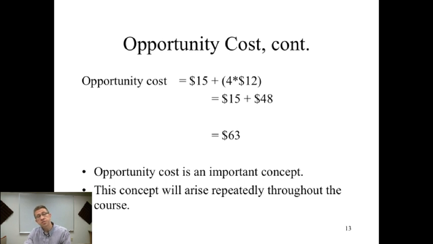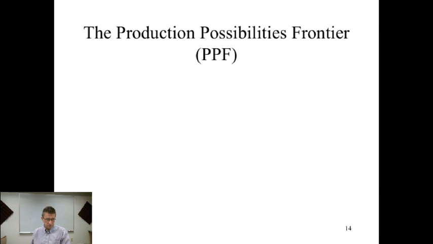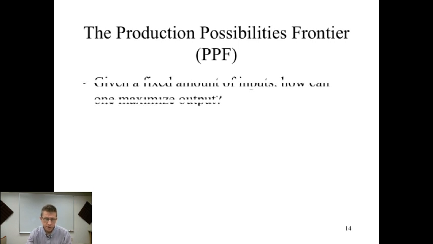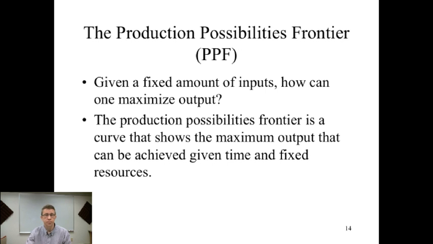Okay, so we're going to shift gears from opportunity cost to the production possibilities frontier. What the production possibilities frontier asks is, given a fixed amount of inputs, how can one maximize output? The production possibilities frontier is a curve, or often when we do it in class, a line that shows the maximum output that can be achieved given both time and fixed resources, right? We have some limited amount of land, labor, and capital.